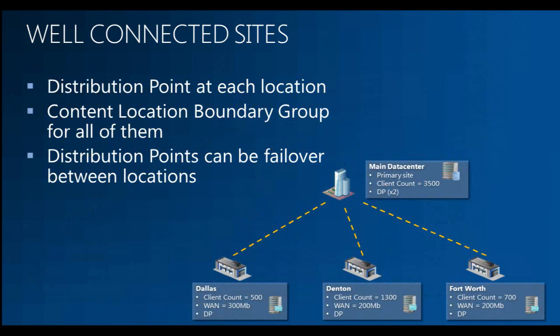In this situation, we're going to have a distribution point at each location. We're not concerned about upward flow at all in this situation. They're going to have a DP at each location, and we're going to have a content location boundary group. Boundary groups can be for site assignment or content location. We're going to have a content location boundary group around all 4 locations. Those DPs can serve as a failover between each of the 4 sites. If a DP goes down in one, they can still get content from another. So that's where boundary groups can also have an impact on your hierarchy design.